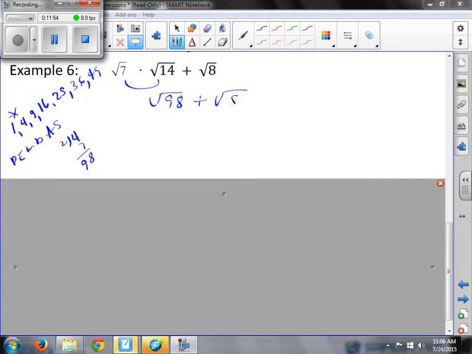So I want to know what perfect square goes into 98. That looks like that would be 49. So I'm going to change that to the square root of 49 times the square root of 2 plus what perfect square goes into 8. That would be 4. So I can change that to the square root of 4 times the square root of 2. And then I will have 7 square roots of 2 plus 2 square roots of 2, which would be 9 square roots of 2.